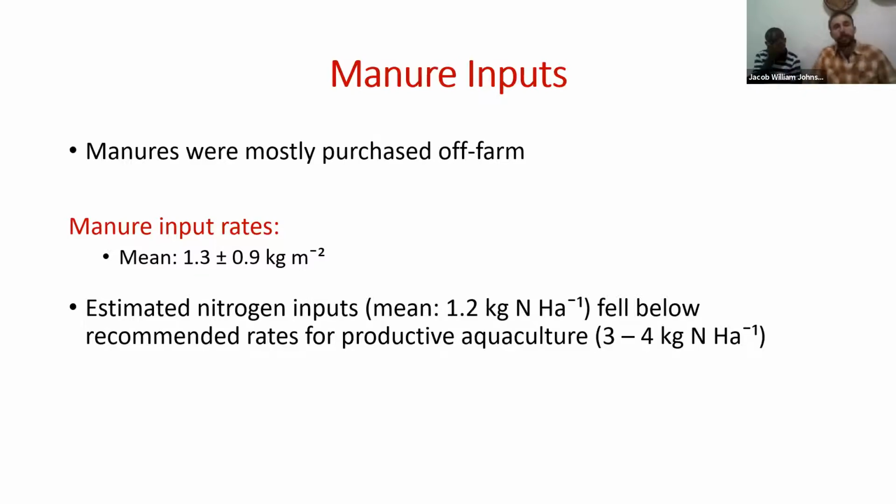So to begin with the inputs that farmers used, manures were purchased off farm because, as I said, farmers owned few livestock. The input rate for manures was 1.3 kilograms per meter squared. What does that mean? Basically, if you broke that manure input rate down to elemental nitrogen, you would get a mean of 1.2 kilograms of nitrogen per hectare, which fell below the recommended rates for productive aquaculture that we mentioned in the beginning. So most fish farmers aren't putting in enough manure to provide for productive aquaculture.